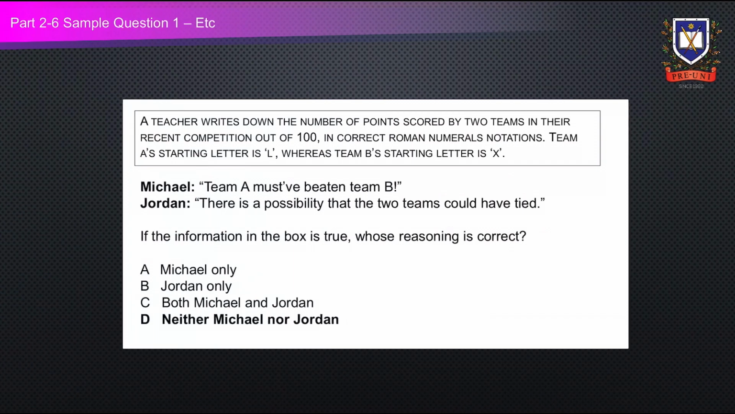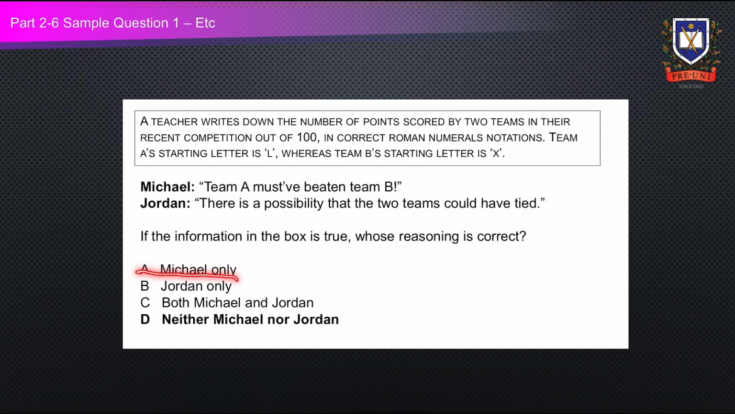Let's look at this example of a hybrid reasoning question. It says, a teacher writes down the number of points scored by 2 teams in their recent competition out of 100, in correct Roman numeral notation. Team A's starting letter is L, whereas Team B's starting letter is X. Michael says, Team A must have beaten Team B. Jordan says, there is a possibility that the 2 teams could have tied. If the information in the box is true, whose reasoning is correct?